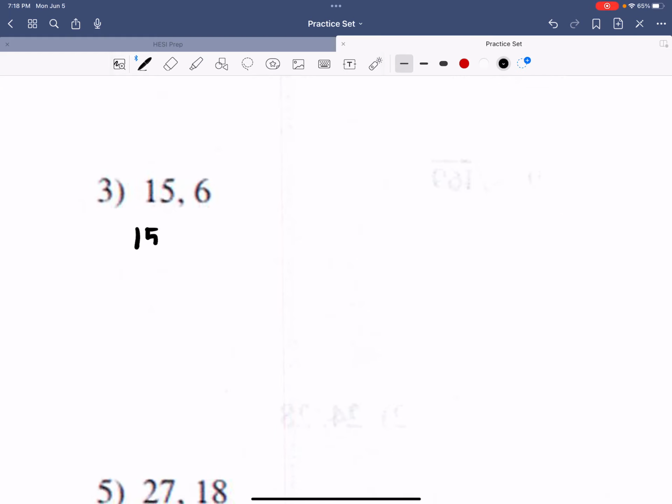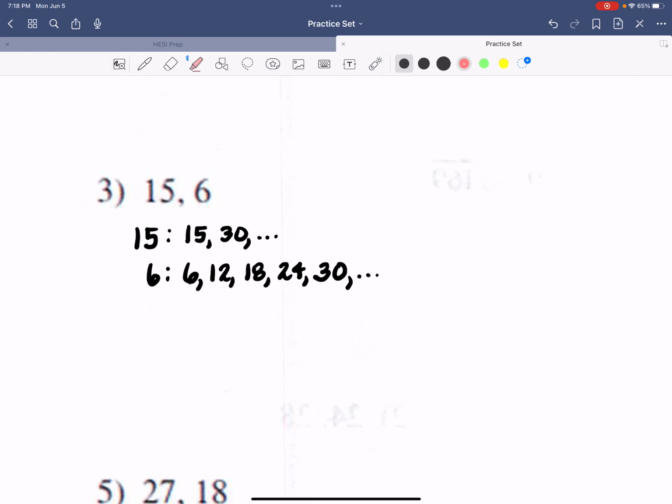15 and 6. If you know this one, don't list them. 6, 12, 18, 24, 30, 15, 30. And there is the lowest common multiple.